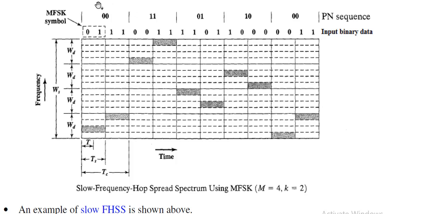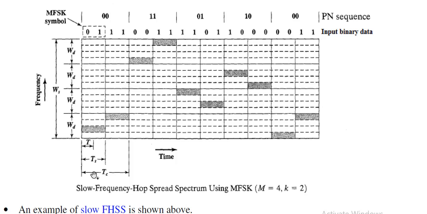To hold a channel, for all this period, we are in the same channel. If TC, the time to stay in a channel, is greater than TS, the time to encode an element, a signal element or data, then we are in slow frequency hop spread spectrum.